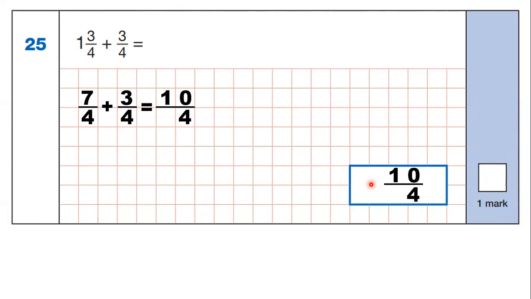We could change it into a mixed number, but for this test paper, we'll still get the mark even if we don't. So let's move on to the next question.